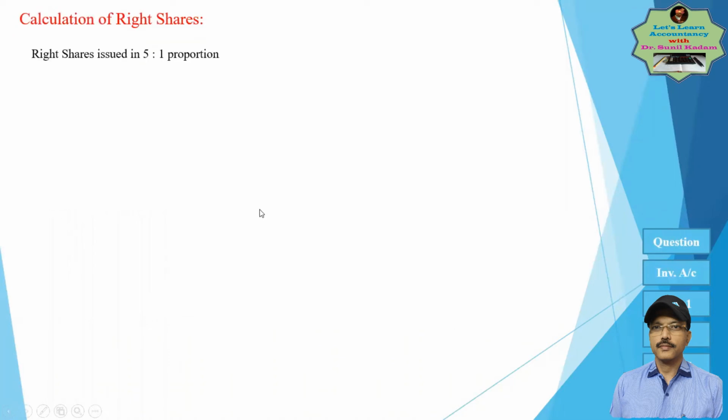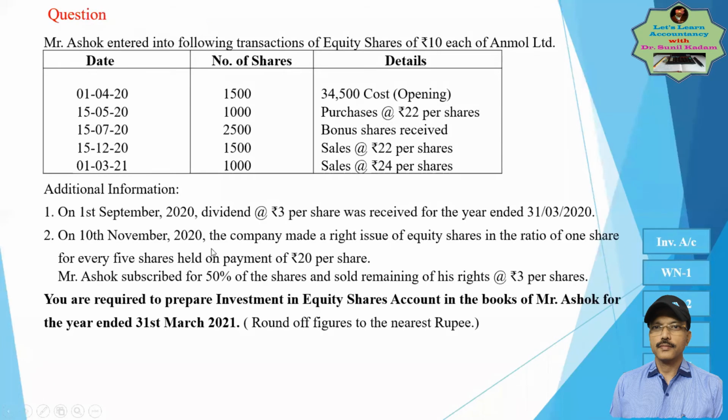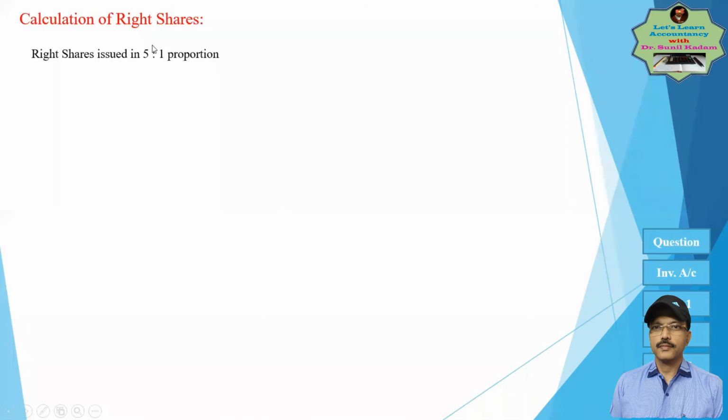The right shares are issued in 5:1 proportion. One may ask, how is it 5:1, sir? Let me show you in the question. It is told that on 10th November, the company made a right issue of equity shares in a ratio of 1 share for every 5 shares held. It means if you have 5 shares as the older balance, then you are eligible to get 1 share as a right share. So let's check. In this case, if you hold 5 shares, you will get 1 right of getting new shares. So 1 right.